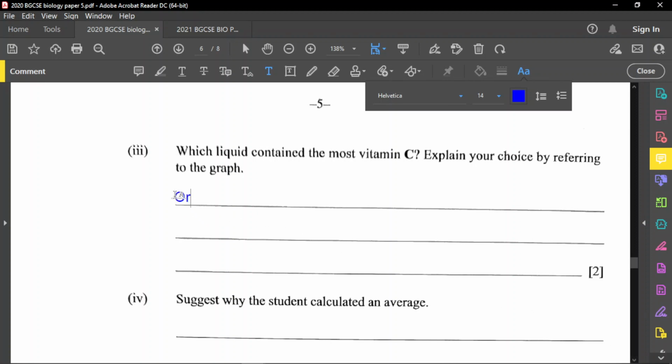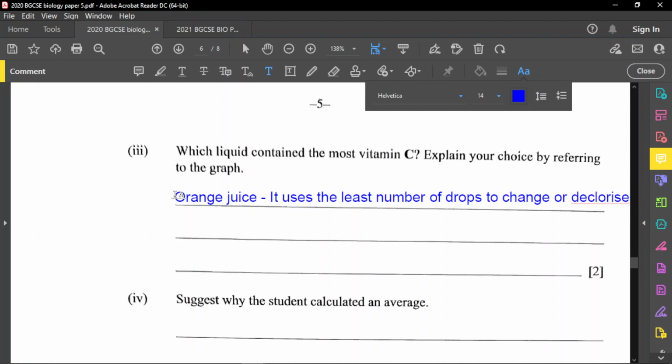Let's write it down. Orange juice. The reason for that is because it uses the least number of drops to change, or let's say decolorize, because that's exactly what was happening. To decolorize potassium permanganate.